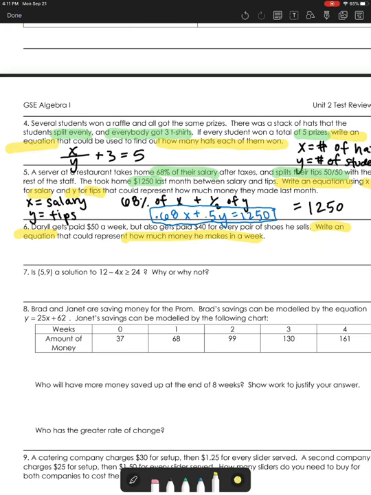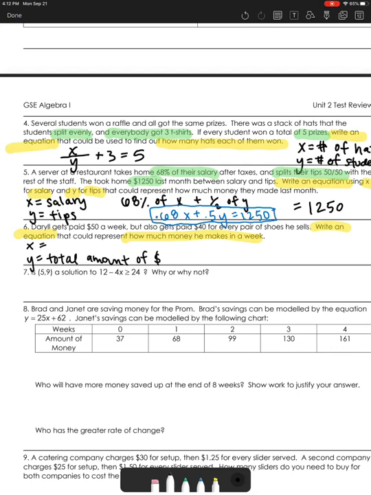Okay, so we need to think of what X and Y are going to equal and represent in our equation. So it would make sense if Y would be our goal. Y is going to be the total amount of money he makes in a week. I'm just going to say total amount of money, okay?